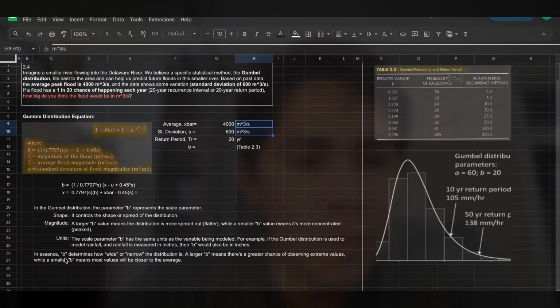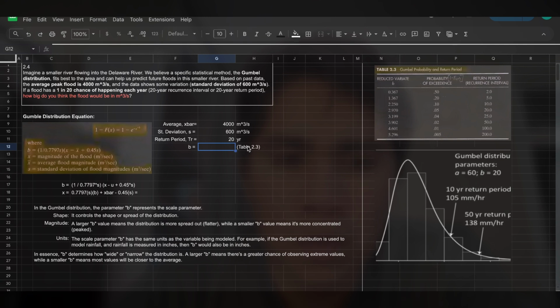In essence, b determines how wide or narrow the distribution is. A larger b means a greater chance of observing extreme values, while a smaller b means most values will be closer to the average. So now let's move on and try to solve this problem.